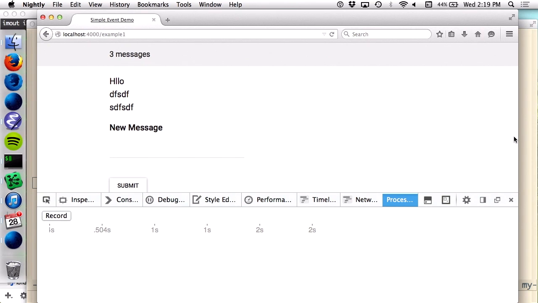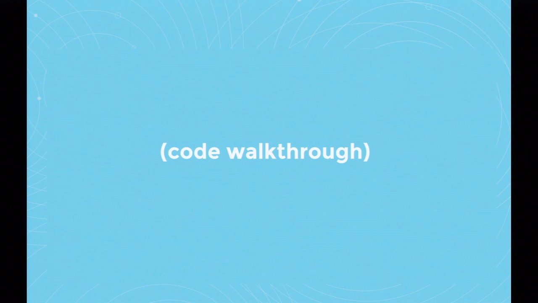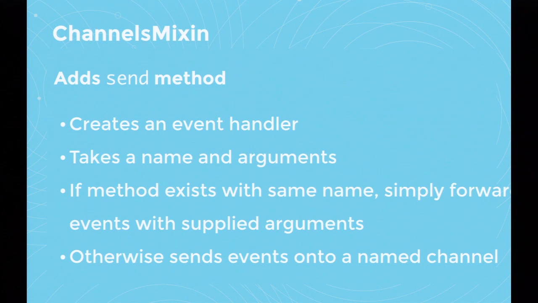So it's a really simple thing. You have these 3 components, where rendering flows down, data flows up, classic React. I introduced a channels mixin, which is unfortunate because we're getting rid of mixins, evidently. But the channels mixin adds a send method to the component, which basically creates an event handler that you can pass to React's event handlers. The send method takes a name and arguments. If a method exists on the component with that same name, it simply treats it as a normal event handler. Otherwise, it sends the events onto a named channel. And I'll show you what that is in a second.